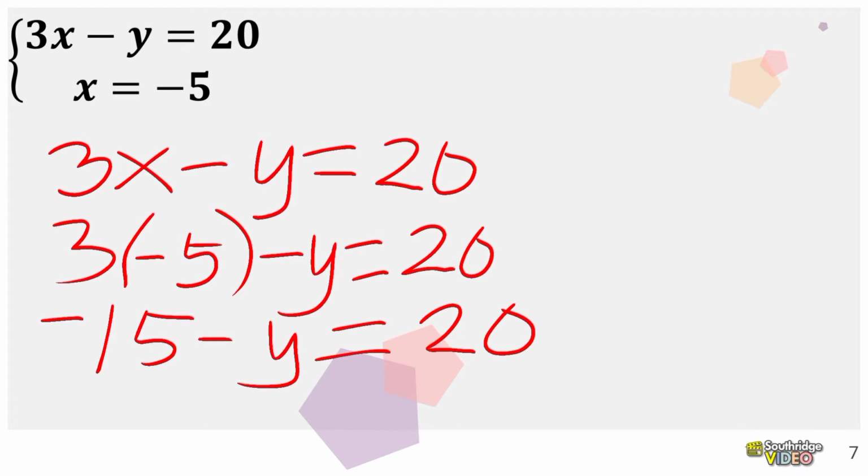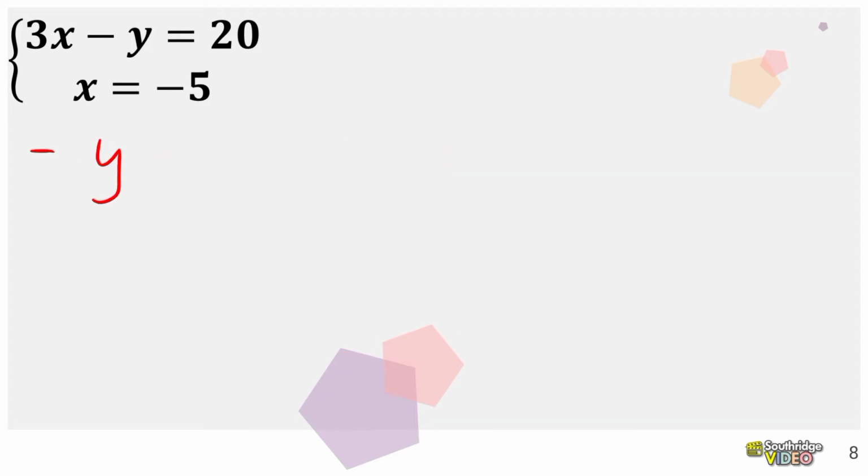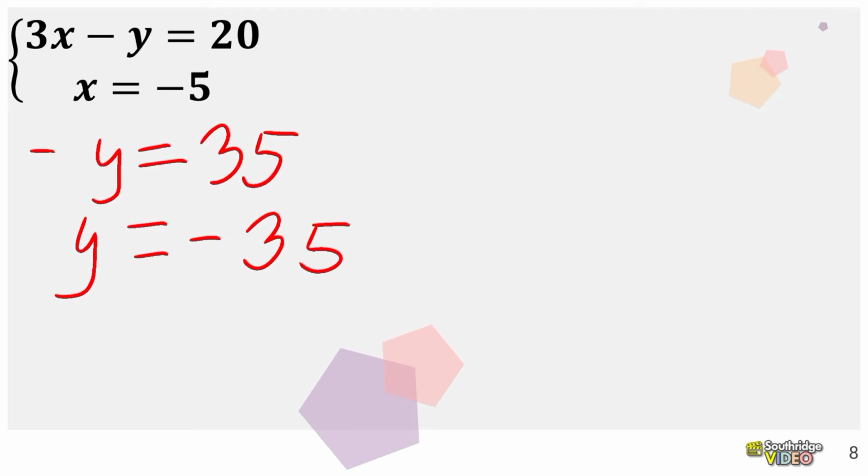By the addition property of equality, we need to add 15 to both sides. So on the right side it will become 20 plus 15. What is 20 plus 15? That is 35. So we have negative y is equal to 35. By the multiplication or division property of equality, we can divide or multiply both sides by negative 1. So the value of y here is negative 35. We already have the value for y and the value for x.